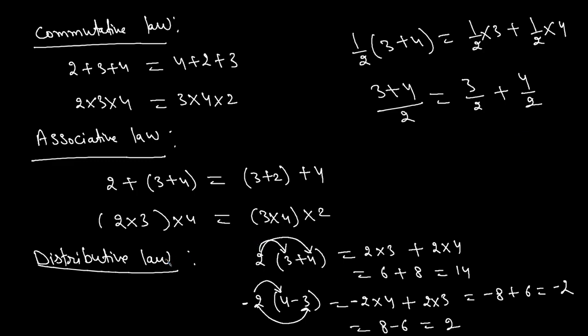So it says when a grouped sum or difference is being multiplied or divided, like here we are dividing by 2 and here we are multiplying by 2, then you may distribute the multiplication or the division. Alright, so that was the distributive law.